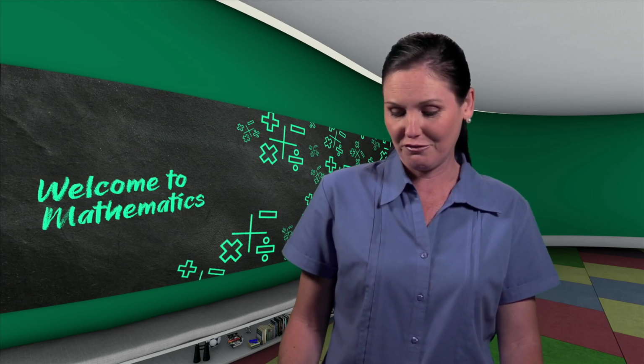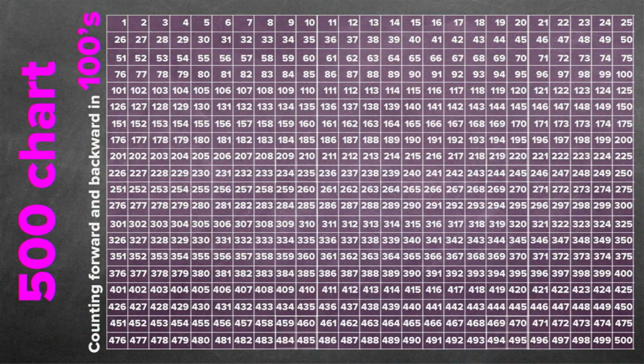I just want to show you the 500 chart. This is a 500 chart. And now I'm telling you, count forwards in hundreds from the number 0. Or let's start at the number 100. Now I have to look. 100. There's my starting point, and I have to count forward in hundreds. That is 100, 200, 300, 400, and so you can carry on.